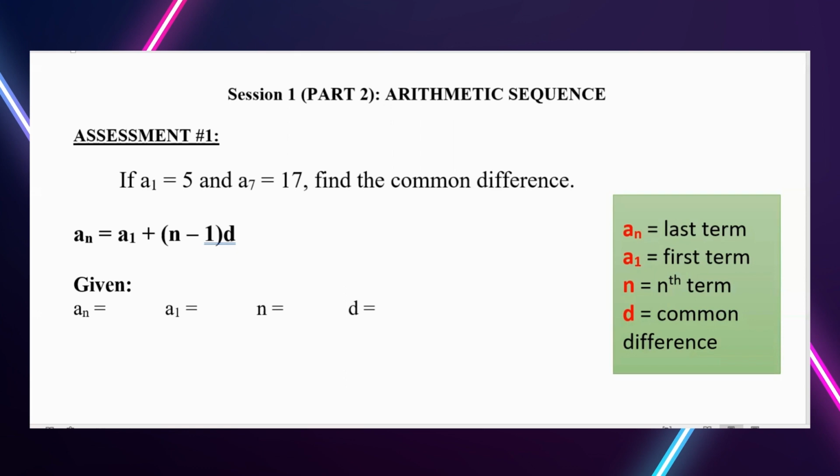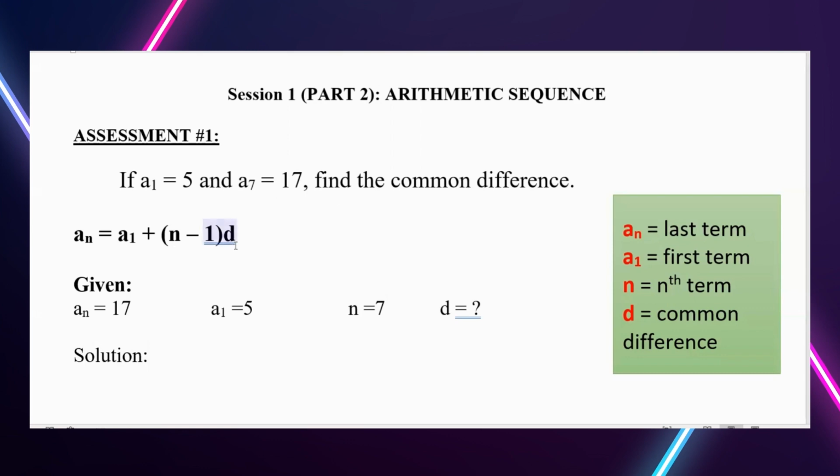So first thing to do is identify the given. Our a sub n is 17. Our first term is 5. Our nth term is 7 based sa ating given. And the common difference is unknown, na kung saan ito ang ating hinahanap. So let us have our solution.